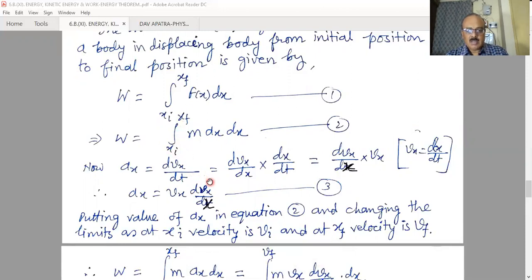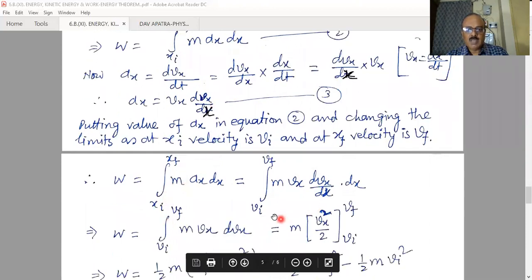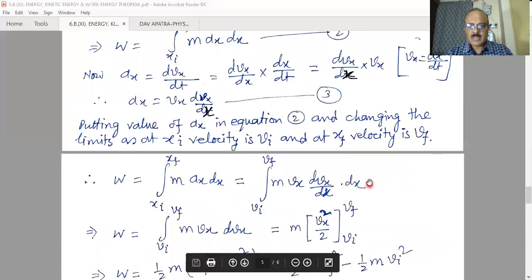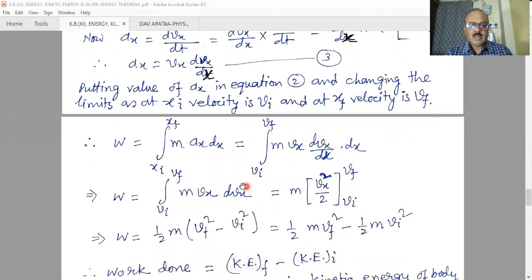And let us consider the initial velocity at the initial position, that is vi. I means initial, and at the final position it is vf. So m into vx dvx whole into dx. Now putting this value here, dx cancels out. Now it is totally a function of only v, that is, the only variable is v. Now we can perform the integration.